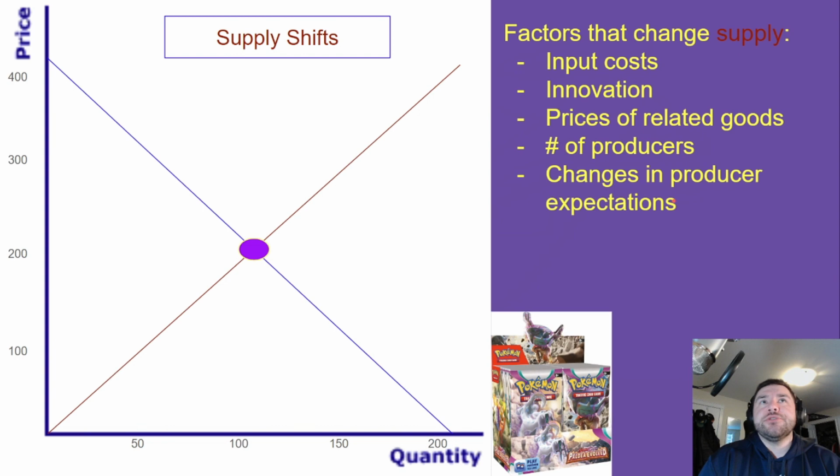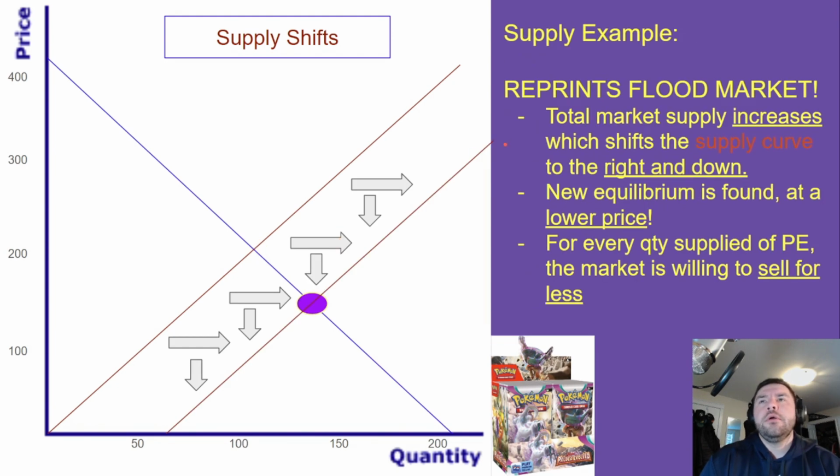And the expectations of the producers. And so we'll call it Pokemon for now. If they are forecasting demand and it's not looking as strong, they're probably ratcheting down a little bit. And that's been said about Scarlet Violet. So reprints flood the market while they evolve everywhere.